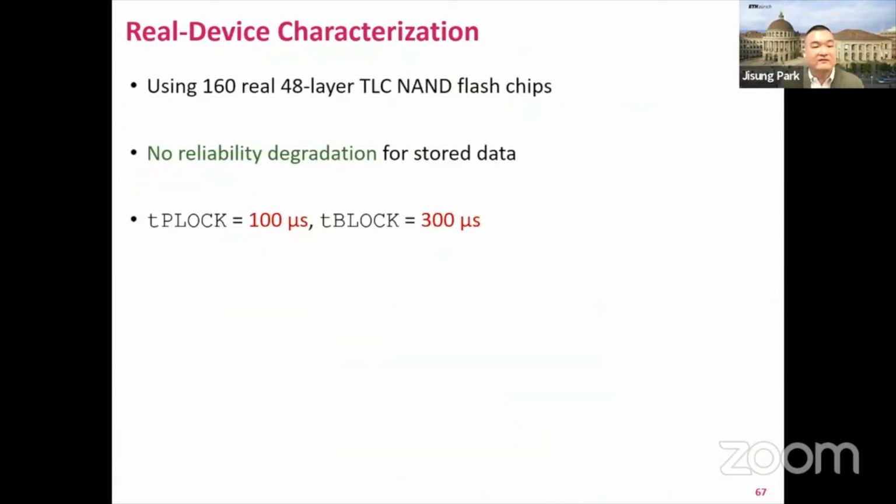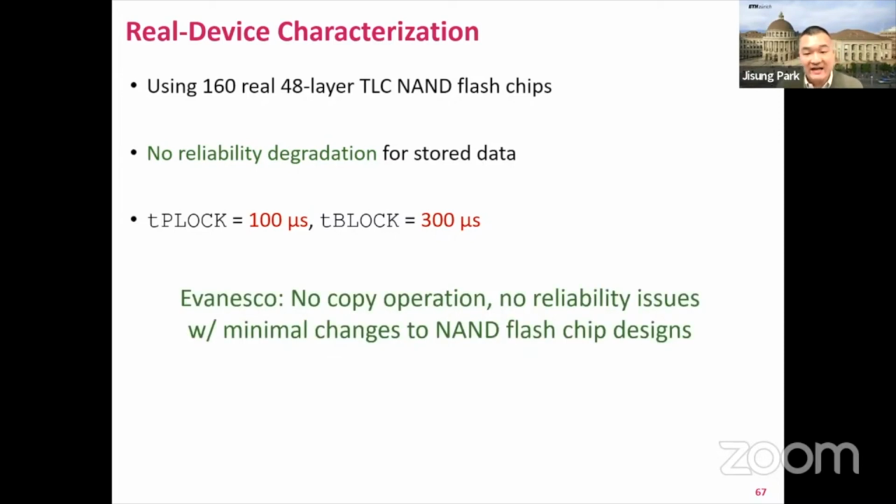We validated the reliability of Evanesco via real device characterization of 160 TLC NAND flash chips. Our results show that Evanesco does not compromise the reliability of NAND flash memory if we set the latency of P-lock and B-lock to be 100 microseconds and 300 microseconds respectively. Please see the full paper for our detailed design space exploration. So Evanesco enables efficient data sanitization without any copy operations and reliability issues via minimal changes to commodity NAND flash chips.